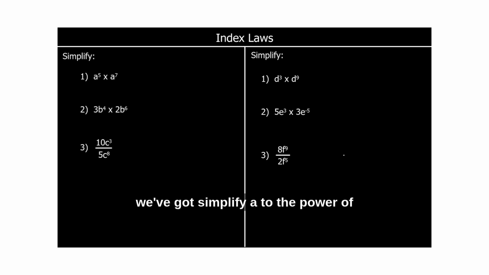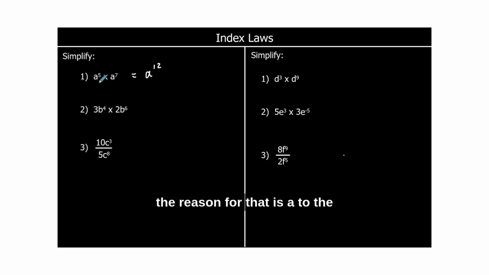So we've got simplify a to the power of 5 times a to the power of 7. When we multiply indices, we add the powers. 5 and 7 make 12. So our answer is going to be a to the power of 12.